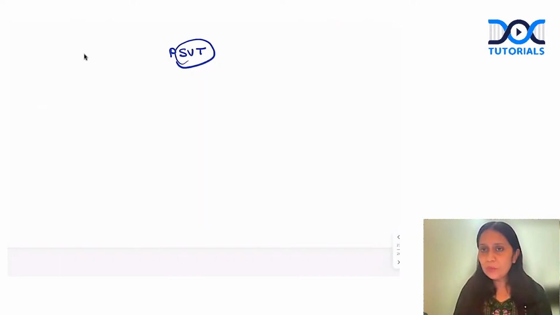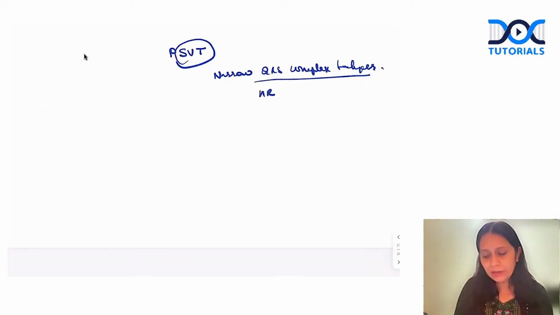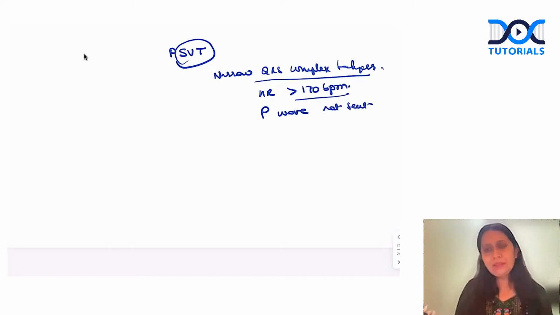In PSVT, a reentrant pathway has been formed and the AV node is repeatedly getting stimulated, so we are getting a tachyarrhythmia. We are getting a narrow QRS complex tachyarrhythmia, right? Heart rate is very high, more than 170 beats per minute. The P wave is not seen, and the QRS is narrow. So this is PSVT.